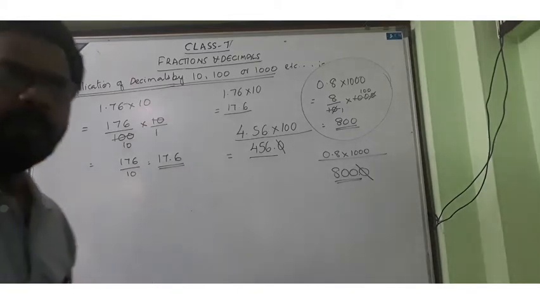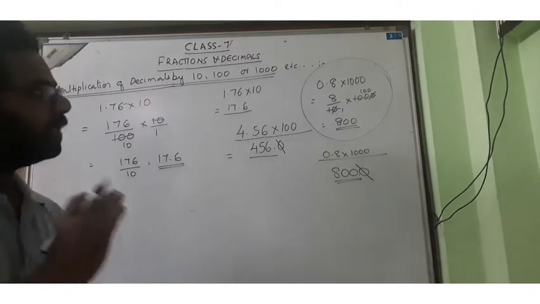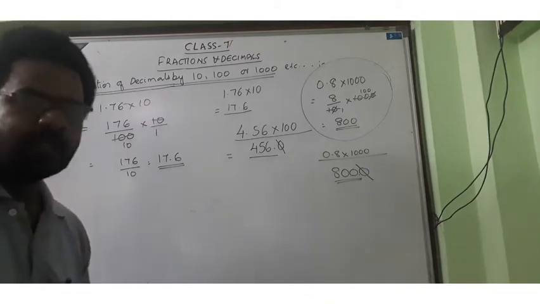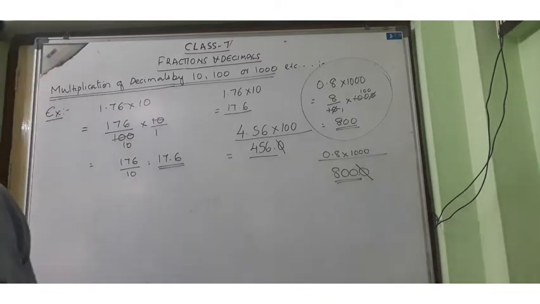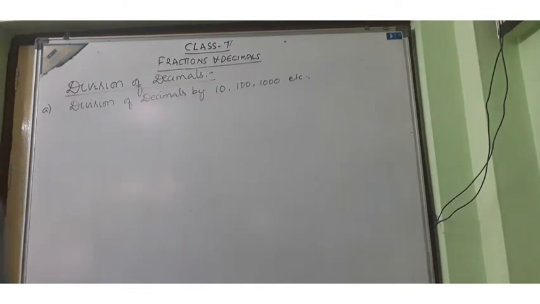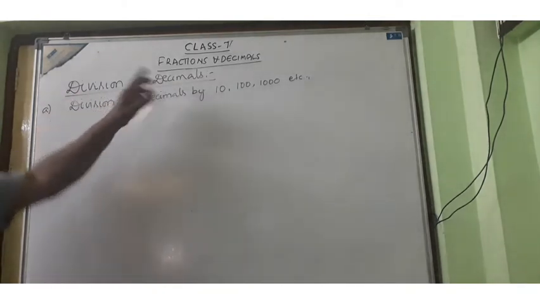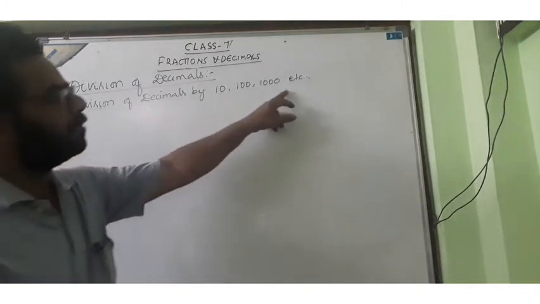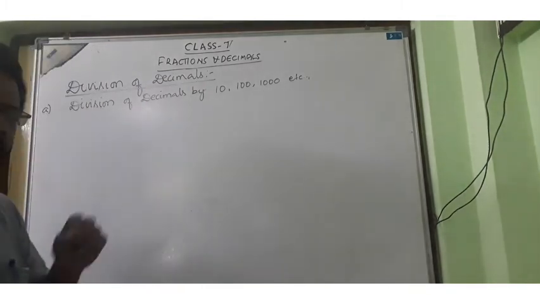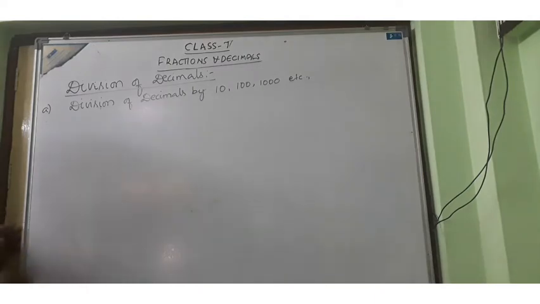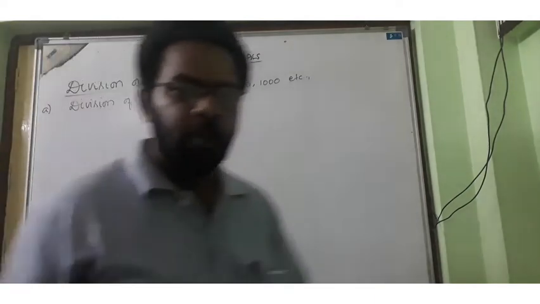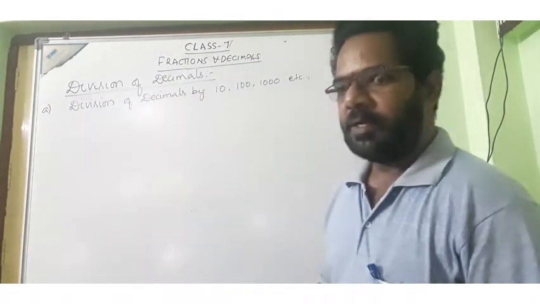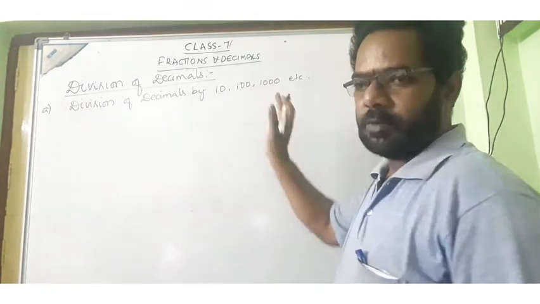Understand? This is the multiplication of decimals. So now we shall go for the division of decimals. See the division of decimals, in this division of decimals by 10, 100, 1000 like this. Already I have given you a decimal number, and for this we have to divide it with 10, 100 or 1000.